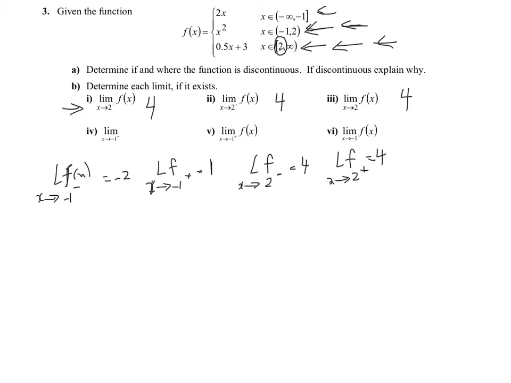Now the value of the limit when x goes to negative 1 from the left, we have to use this formula. Negative 1 times 2 is negative 2. Now we have to find the value of the function when x goes to negative 1 from the right. So we have to use this formula, and it becomes 1. Since the limits are not equal from left and right when x goes to negative 1, this limit does not exist.